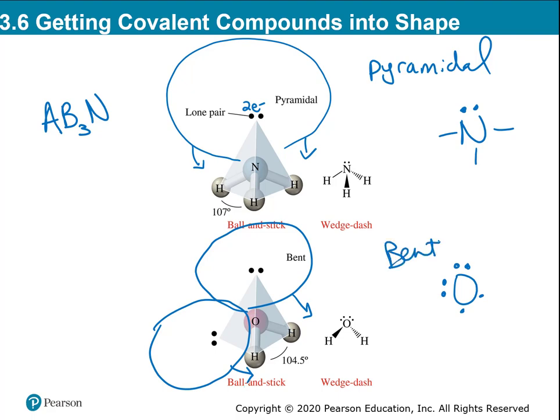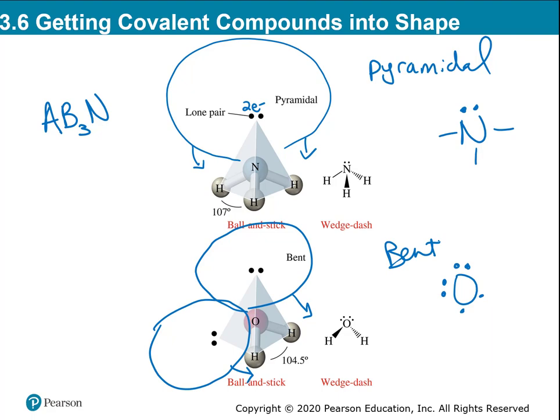So oxygen with two single bonds will always make a bent shape. Nitrogen with 3 single bonds will always be a pyramid. It doesn't really matter what they're connected to. They'll always end up with that shape because of the non-bonding electrons.